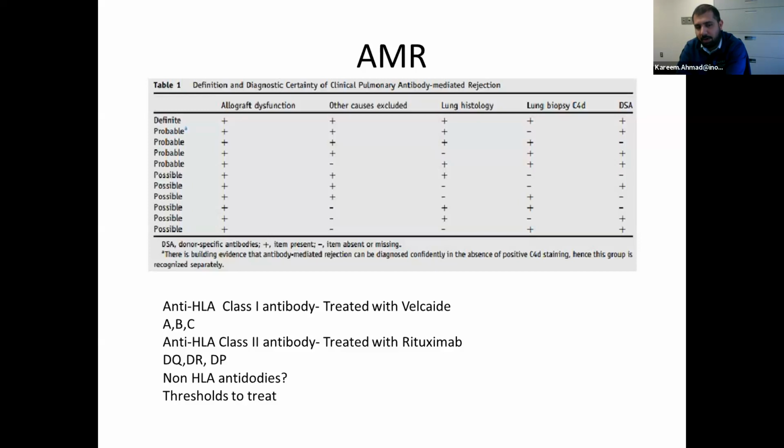But what about antibodies against non-HLA? The significance of this is unclear at the moment. Some people say that we need to treat it. Some people say we don't need to treat it. And so I've given you treatment as far as two agents that are used to destroy the cells that are producing these antibodies, but are not necessarily washing out the antibodies that are floating around already.